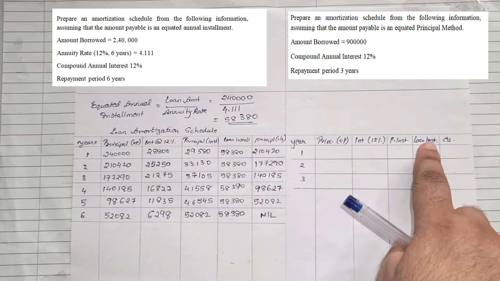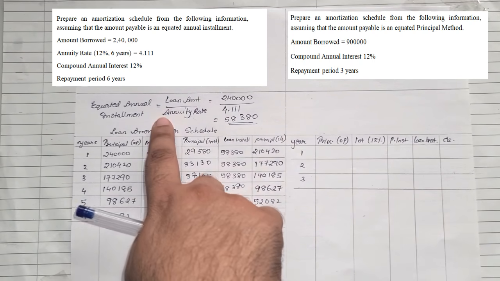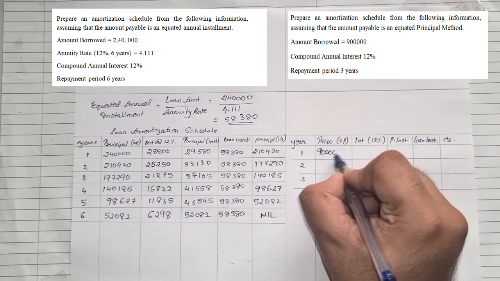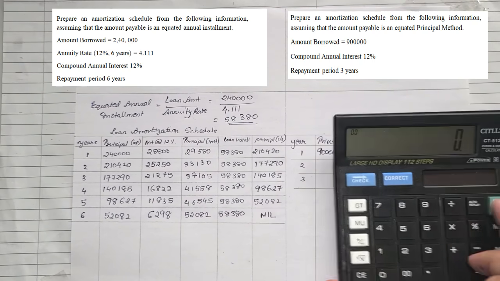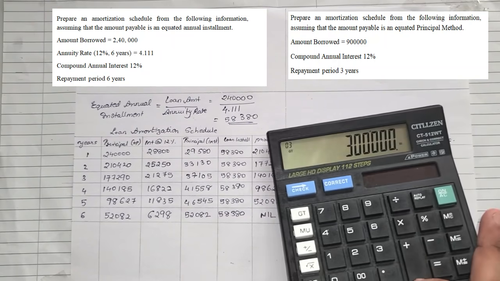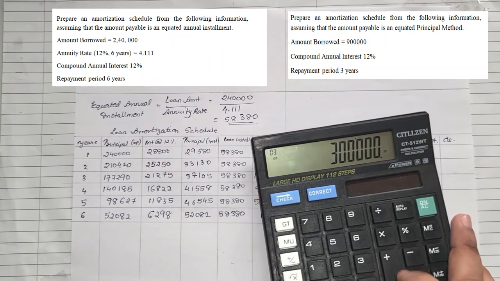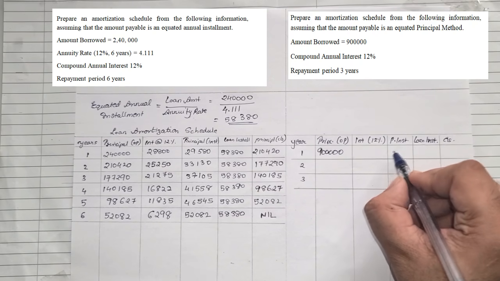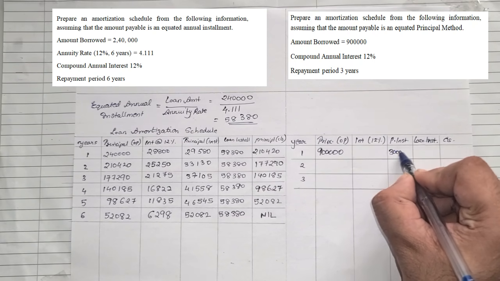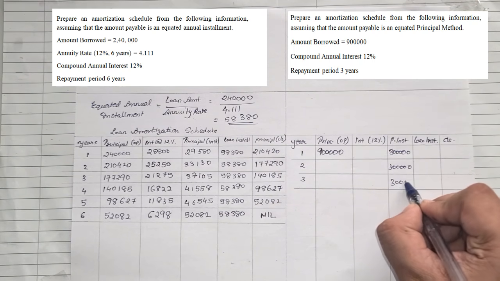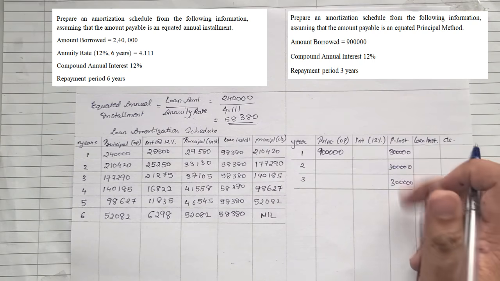Now here they haven't asked me that this sum is based on equal loan installments, so I don't have to use this formula. Opening balance is 9 lakhs. Now 9 lakh in equal installments in 3 years, if I divide, my equal principal installment will be 3 lakhs. So I will take principal installments of 3 lakhs each. So here in the sum, the principal is remaining the same.